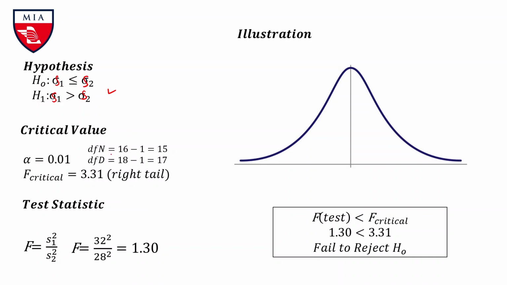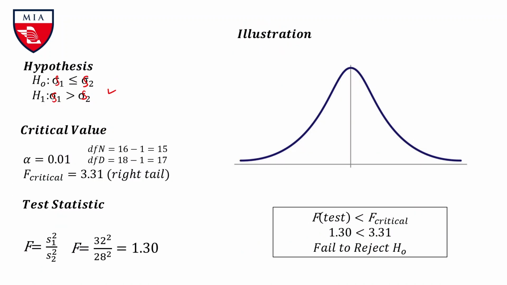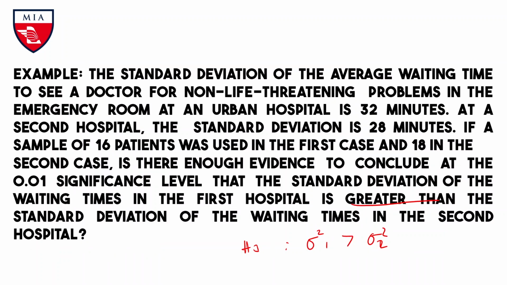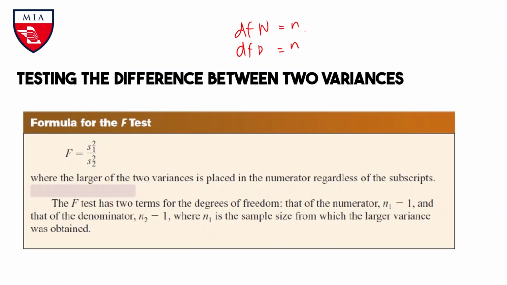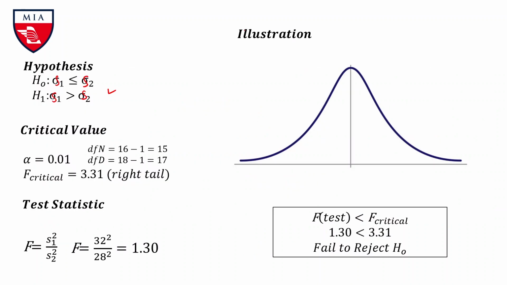Okay, again. So our DFN here is 15 and our DFD is 17. Okay? So correction. Our DFN is for the smaller n and our DFD is for the bigger n. So in this case, the smaller n here is 16 for the N1 and the bigger n is 18. Therefore, this is used for the DFN and this is used for the DFD. So our DFN is 16 minus 1, because like I said, DF is n minus 1. So 16 minus 1, DFN is 15, DFD is 17.